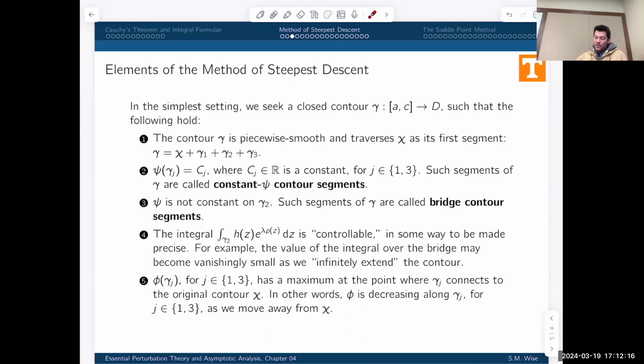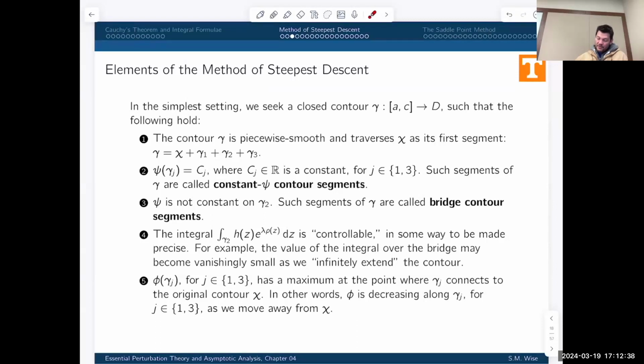Now, what's really important about the method of steepest descent is that I really want to construct this contour not in some arbitrary fashion. And first of all, even before I get to that, I should probably say something about, well, why am I constructing another contour gamma in the first place? Well, we'll get to that a little bit as well.